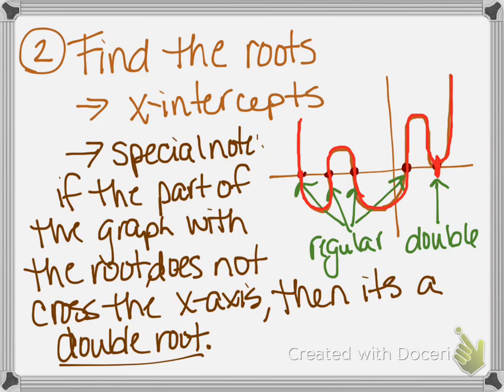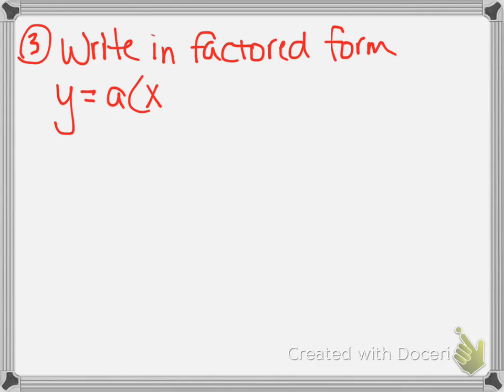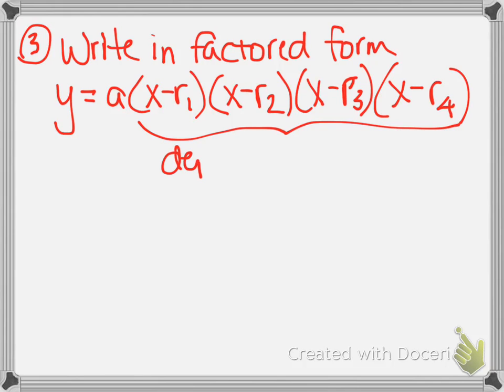Okay, so that's step 2. 3 more steps. Hopefully you've left enough room. Otherwise, grab another sheet of paper. So step 3, these ones aren't as long. They don't have examples. So step 3, write factored form. So you have y equals a times x minus root 1 times x minus root 2 times x minus root 3. And this can keep going. You can have x minus root 4. Depending on how many roots you have will depend on how many sets of parentheses you have. If you have 7 x-intercepts, then you're going to need 7 sets of parentheses.